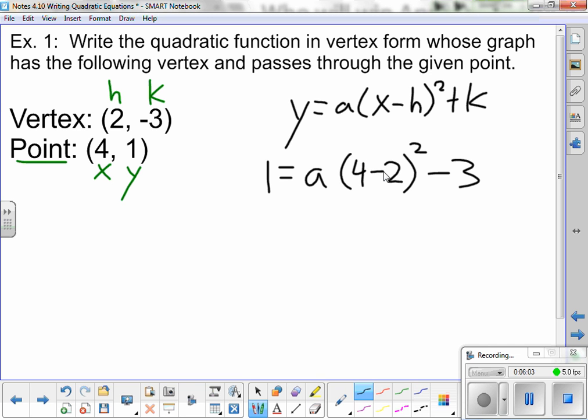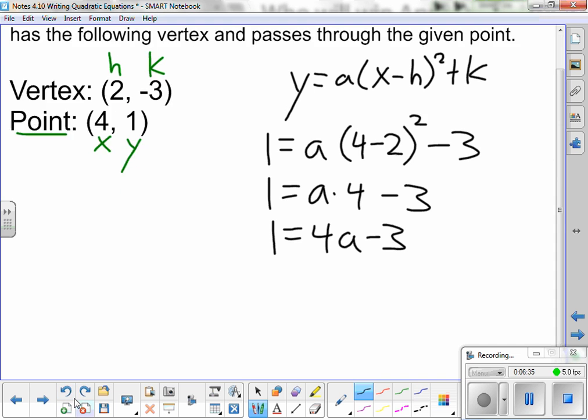So 4 minus 2 is a 2. When you take that 2 and square it, you get a 4. So this whole part right here becomes a 4. So be careful though, don't do 4 minus 3. So right now what you have is a equals a times 4 minus 3. Now what I'll catch some students doing is they subtract this 4 from the 3. Now that's a very basic order of operations error. Before you subtract, you're supposed to multiply the 4 times the a. So you get 1 equals 4a minus 3.